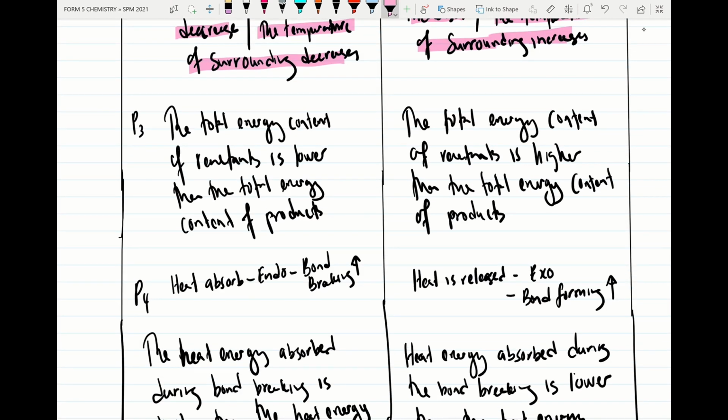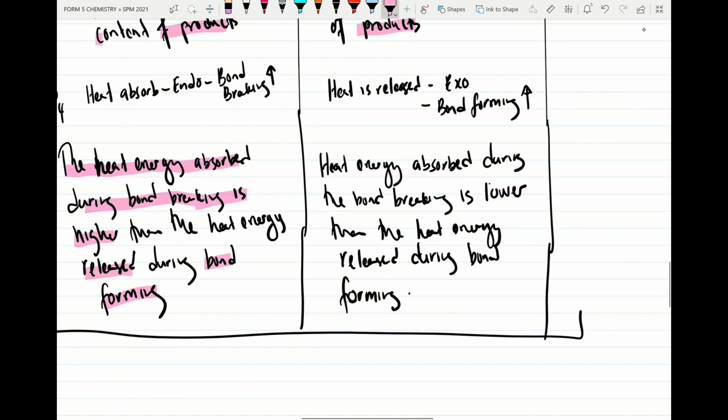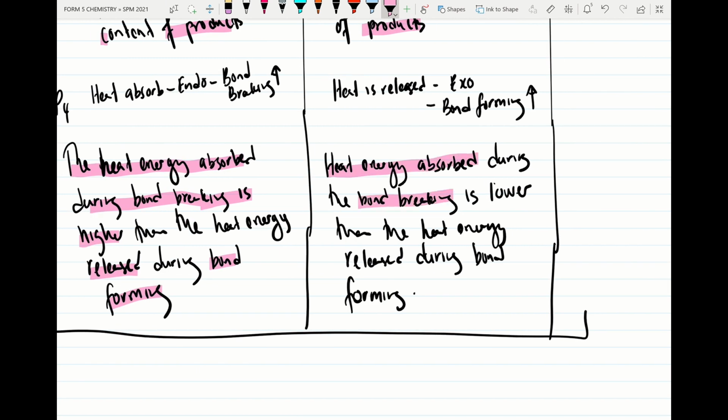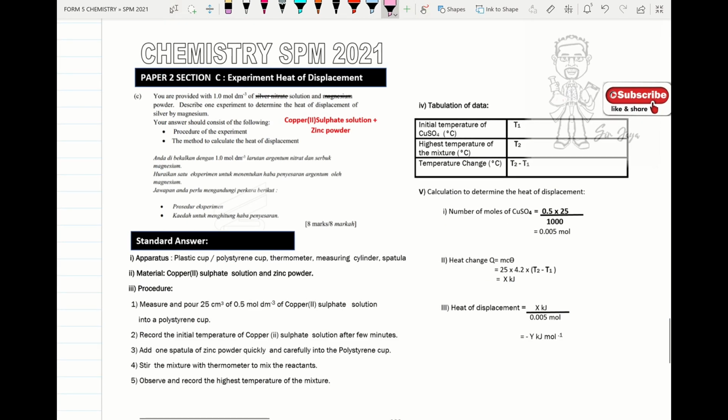All right, so next point, the total energy content of reactant is lower than the total energy content of the product. Total energy content of reactant is higher than the total energy content of the product. All right, and point number 4 will be the heat energy absorbed during bond breaking, which is endothermic reaction, is higher than the heat energy released during bond forming. So here the heat energy absorbed during bond breaking, which is exothermic reaction, is lower than the heat energy released during bond forming reaction. Try to check the essay question under thermochemistry.